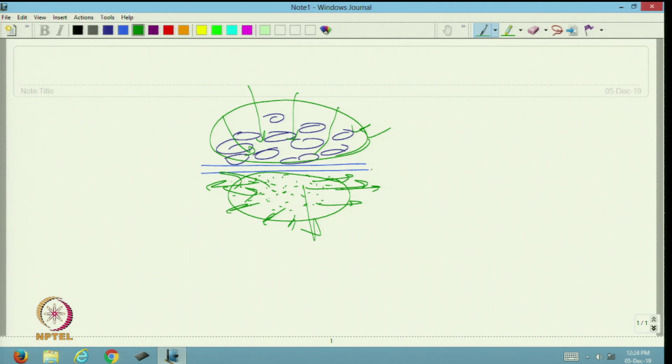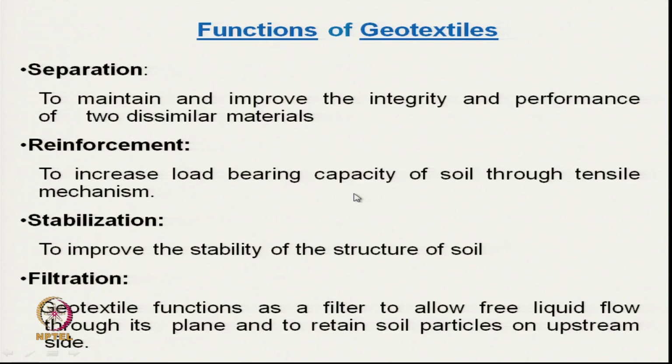So, if we do not use, if we remove this geotextile, then this soft soil will penetrate inside the structure. This soft soil will penetrate inside the structure and will block the pores and weaken it, and at the same time the water accumulation will also be there.